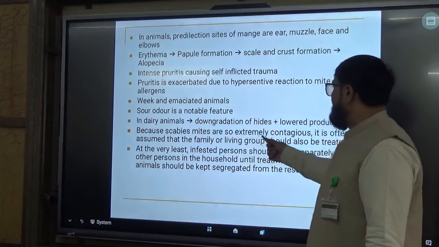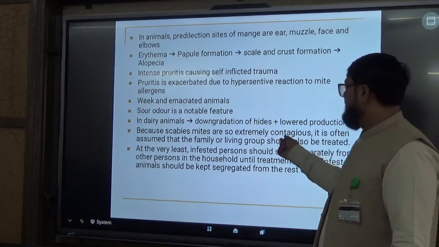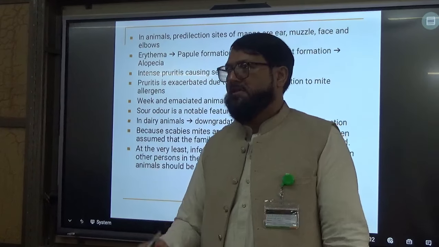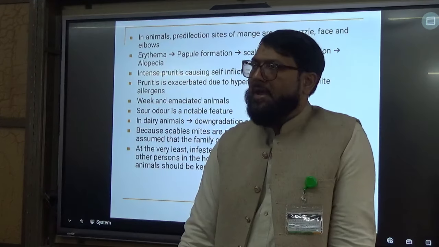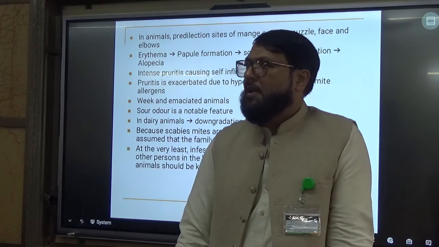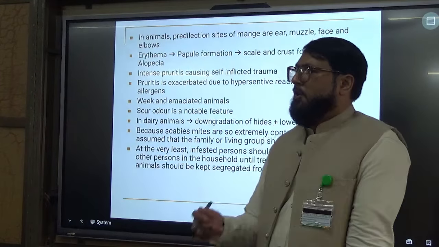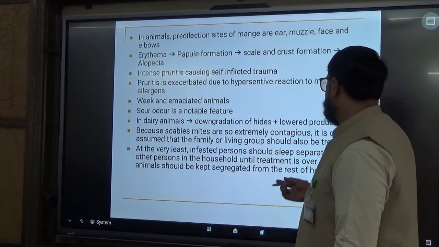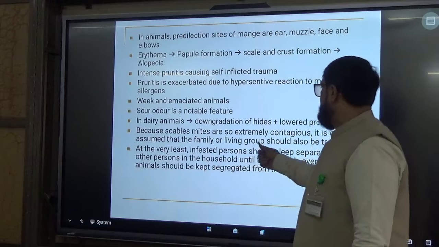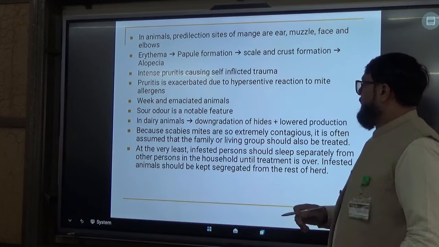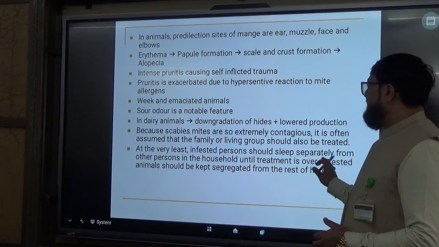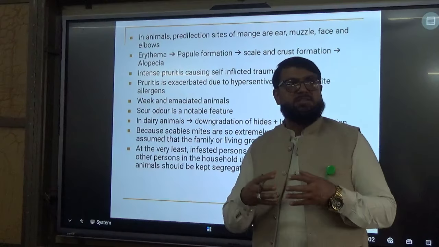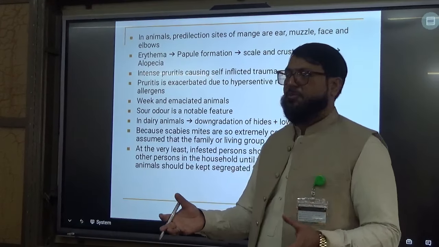These scabies mites are extremely contagious. It is also observable in human beings that if a single person in the household is suffering from scabies, there's a higher chance that most of the household would get infected. So if one person is getting treatment, mostly all others are getting treatment as a preventive measure against pathogen spread. It is often assumed that the family or living group should also be treated. At the very least, infested persons should sleep separate from the other persons. Definitely, as we mentioned, it is a contagious thing. Contagious means it is spread by contact, so any possible contact should be avoided.